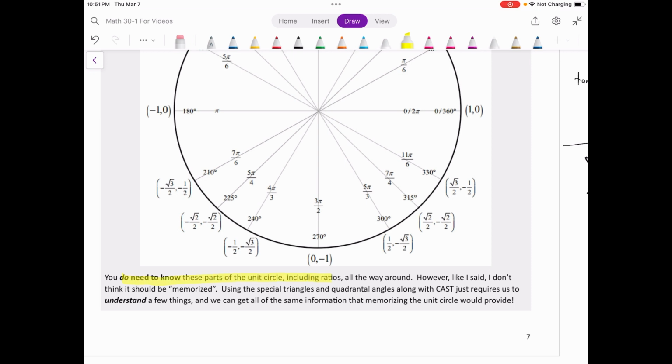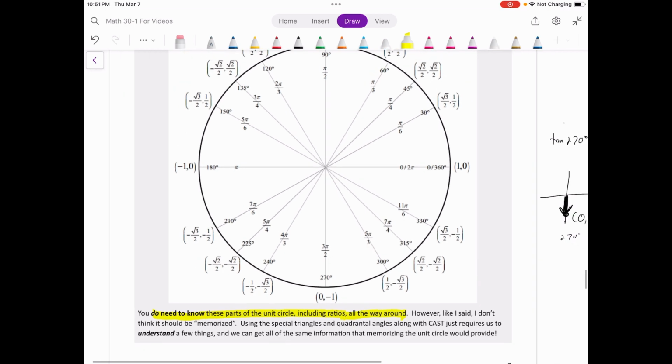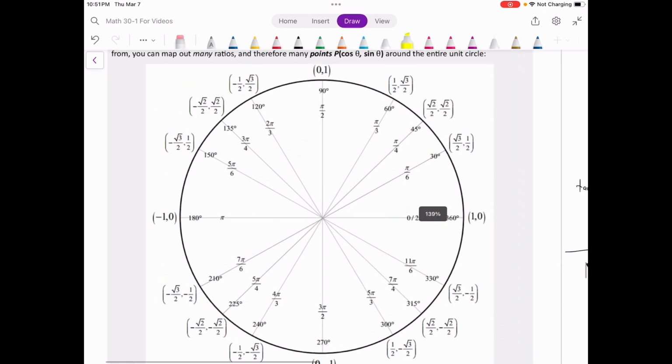You do need to know these and the ratios all the way around. But I suggest understanding those special triangles and using them as needed, along with the quadrantal angles, okay? That's a much easier way to do it. If we use the special triangles and the quadrantal angles along with CAST, we understand a few things and we can get all the same information that memorizing the unit circle would provide.